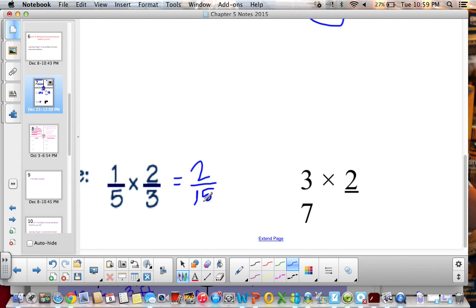which cannot be simplified. Okay, if we have 3/7 times 2, just 2 as a whole number, what we would do is take 2 and put a 1 underneath it to make a fraction, and that helps us remember that when we have a whole number, that whole number is only being multiplied by our numerator. So then we end up with 6/7, because we do 3 times 2 over 7 times 1.